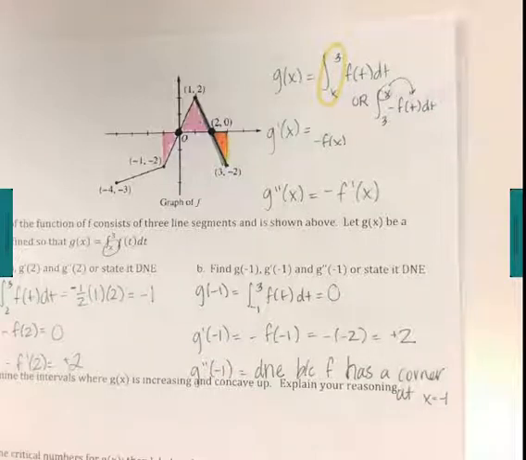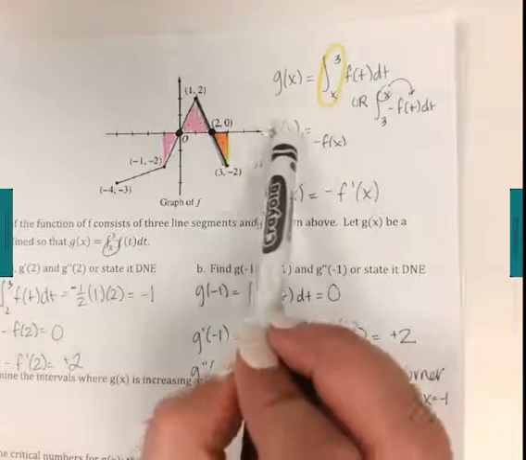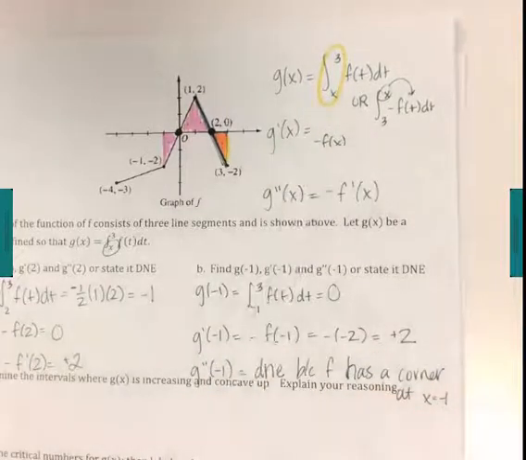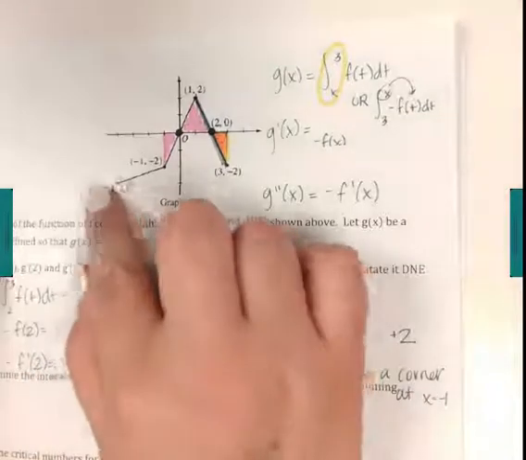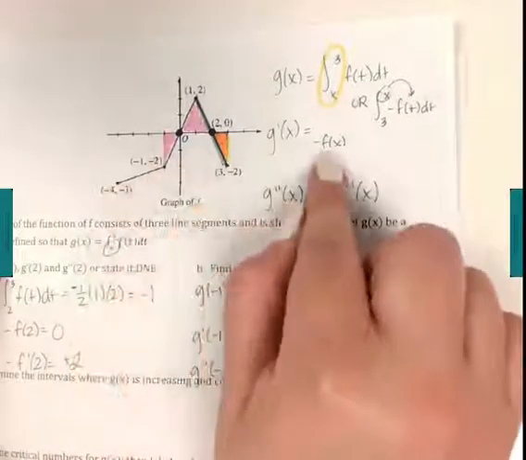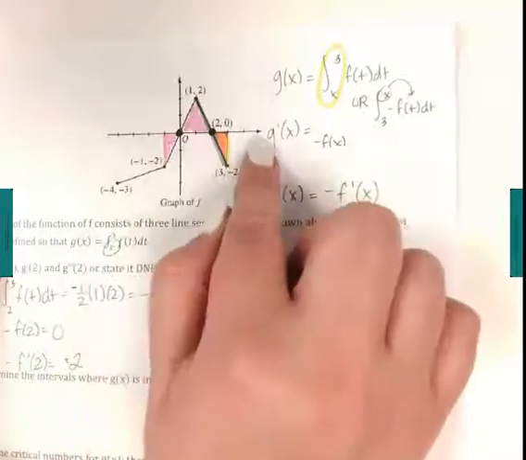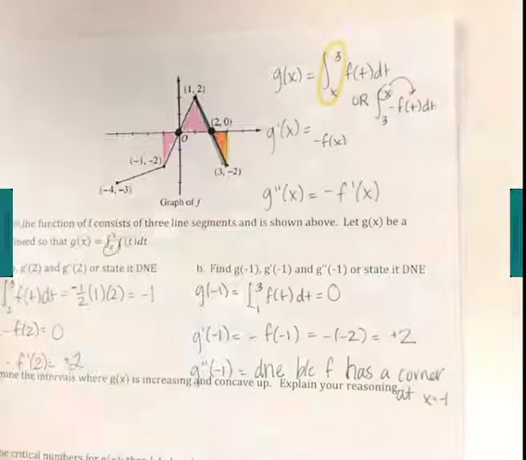Does 0 count as a min or a max? No, it counts as one of them. It's going from negative to positive. But what is g prime? Negative. It's a max. It's trying to trick you. You have to think in steps. On this side, f is negative. Well, then what's negative f of x? Positive. And on this side, when f is positive, what is g prime really? Negative, because it's always the opposite.